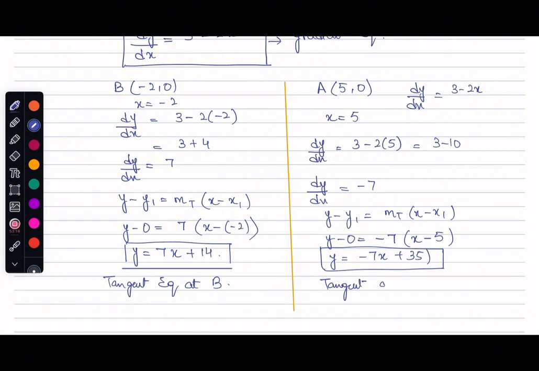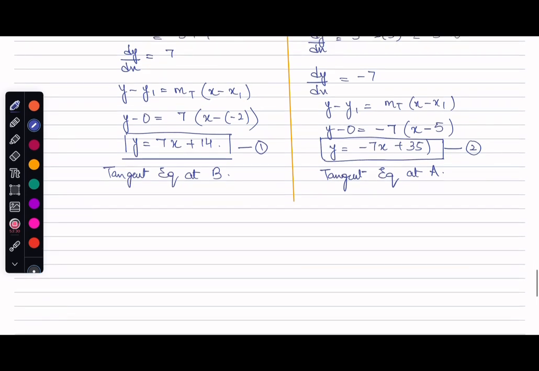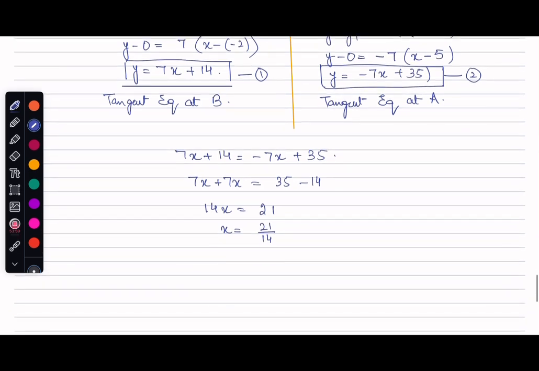If they are meeting at point C, then I know that if I solve the two equations simultaneously, this is equation 1 and this is equation 2, I get 7x plus 14 equal to negative 7x plus 35, or 7x plus 7x equal to 35 minus 14, or 14x equal to 21, or x equal to 21 by 14. Simplified by 7, the x value is 3 by 2.